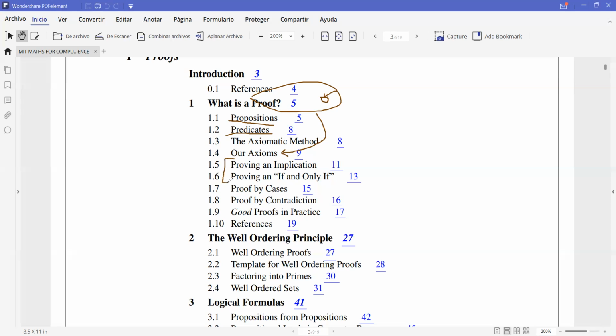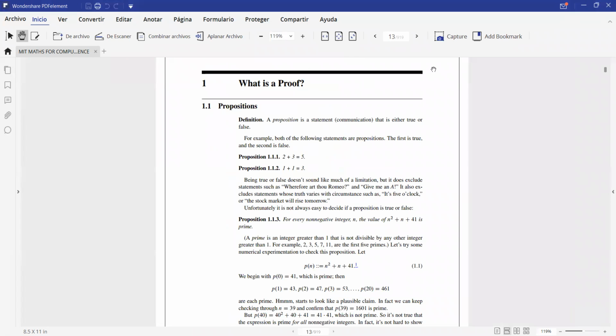Then we learn how to prove something. To prove that A implies B. How to prove that A if and only if B is true or false. Then we go further and prove by cases and by contradiction. We will know when a proof is good, when it's very, very precise. So here we go. We're going to the details now.